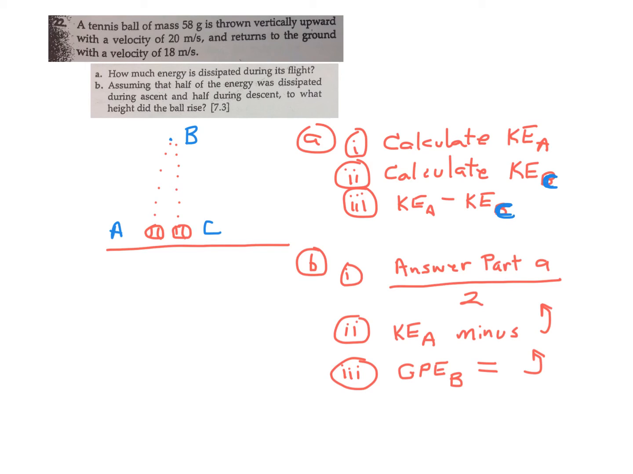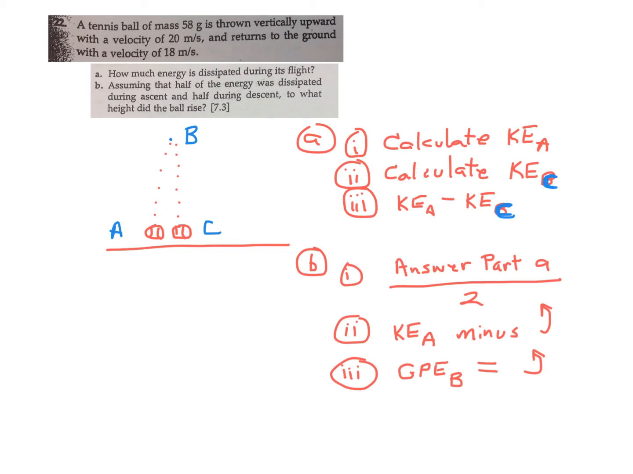because there's no kinetic energy at B. It stops at the top. So calculate the kinetic energy at point C, and then subtract those two. The kinetic energy at C is less because it's less velocity, and that's the total energy lost or dissipated to heat during the flight. All right, once you have that number, say it's, I'm going to make up a number, say it's 12 joules of energy.